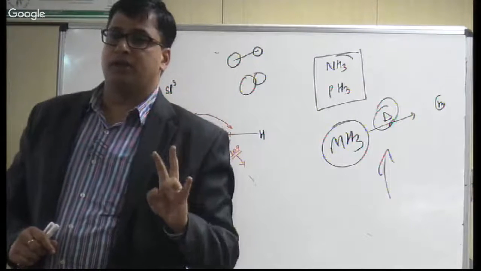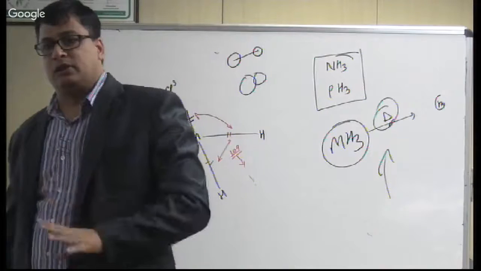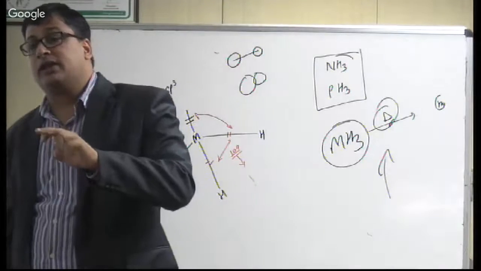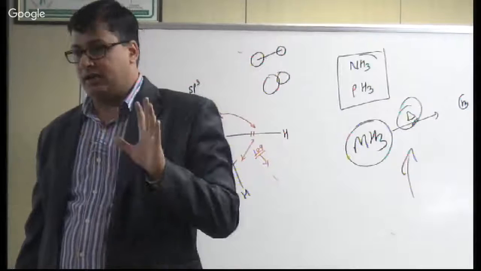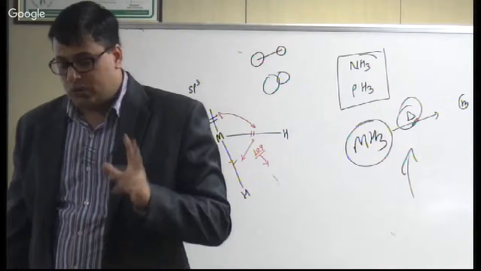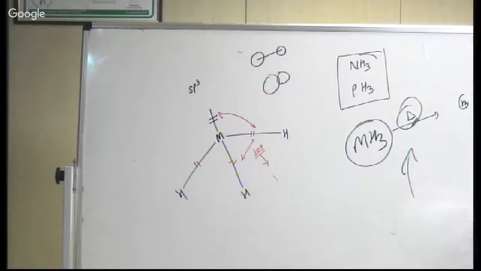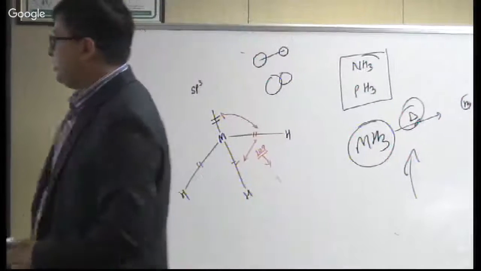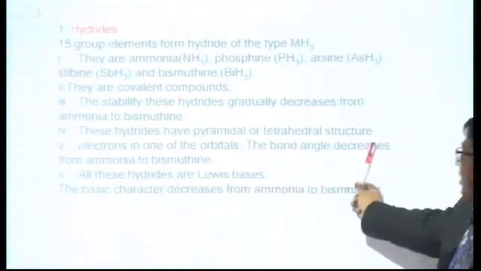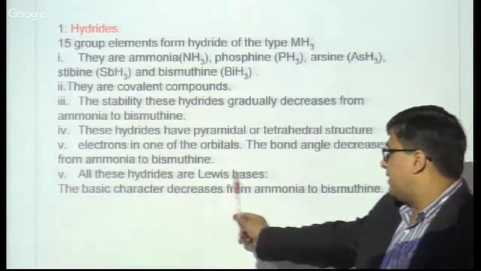Third, the most important, is poisonous nature. All these gases are poisonous in nature, right? NH3 is also there. And the poisonous nature increases as we move down the group. Highly poisonous is BiH3. So the third important point is poisonous nature: if you move down the group, the poisonous nature increases. All are tetrahedral in electron geometry, and the bond angle decreases. Is it clear? All these hydrides are Lewis bases.